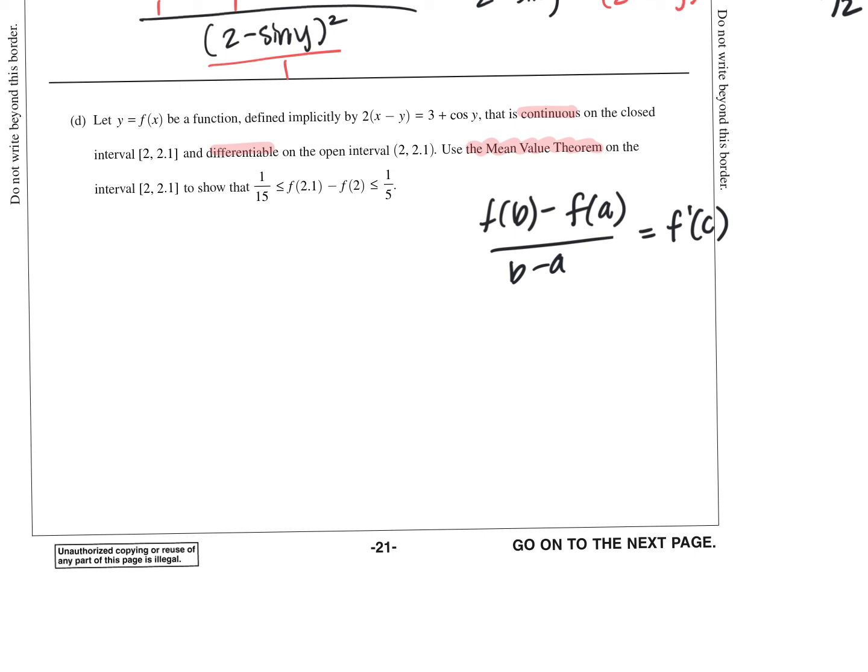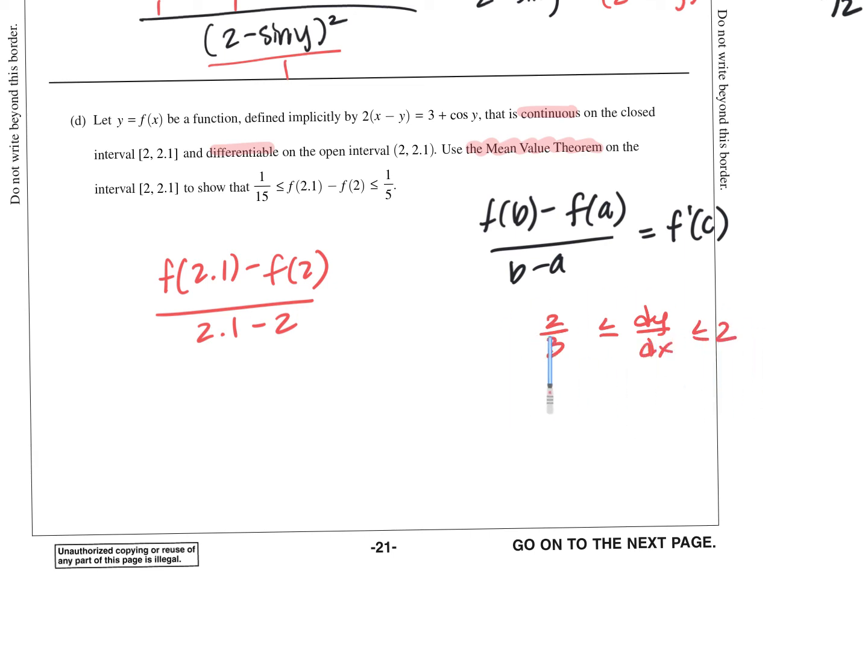If they want f of 2.1 minus f of 2, we find that average slope. From the original question stem, we know that my slope is between 2/3 and 2. Is that what they said on the original question? If we go back to part 6A, I'm going to show you. On part 6A, it says 2/3 is less than or equal to dy dx is less than or equal to 2. It's saying that my slope is going to be between 2/3 and 2. This is finding slope, change in y over change in x. So we can say this is between 2/3 and 2.